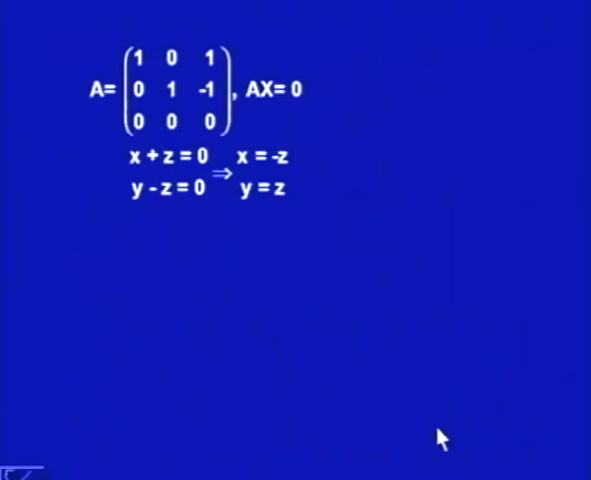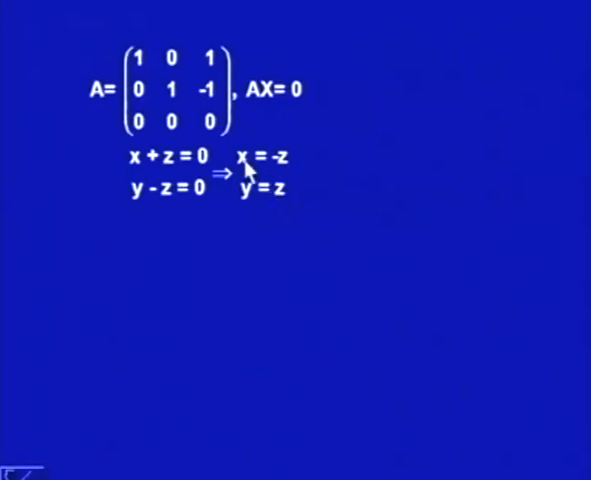Now, to find the nullity, we have to solve Ax is equal to 0. So, what are the solutions for Ax is equal to 0? This equation will not contribute anything because it is identically satisfied. So, this row will not contribute towards the solution. So, we will have only this and this row. So, we will have x plus z is equal to 0 and y minus z equal to 0, and this gives me x is equal to minus z and y is equal to z, where x, y, z are the elements of this column vector x. So, x is equal to minus z and y is equal to z.